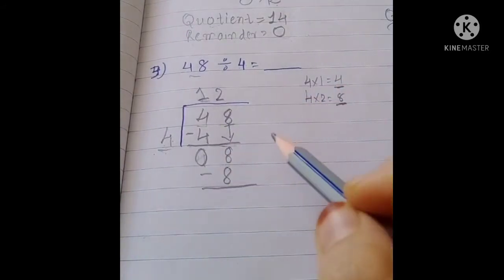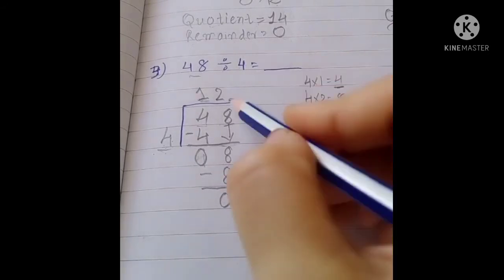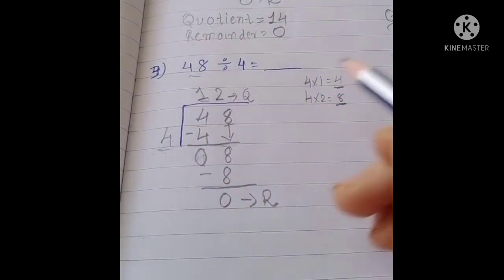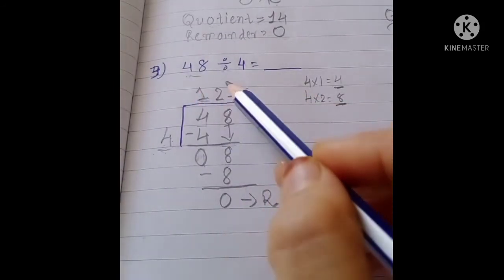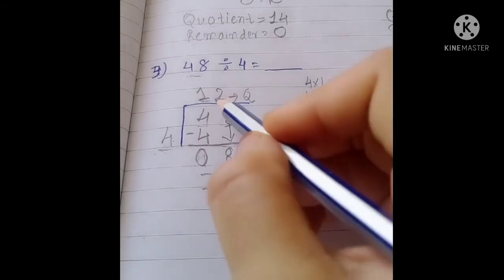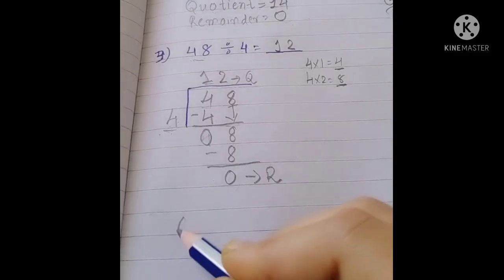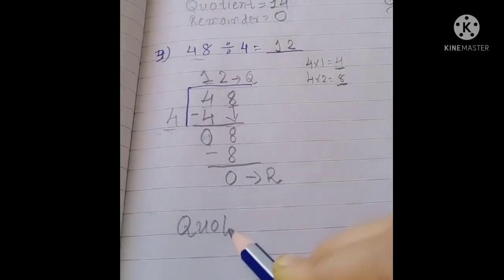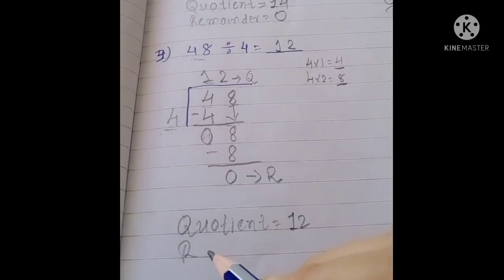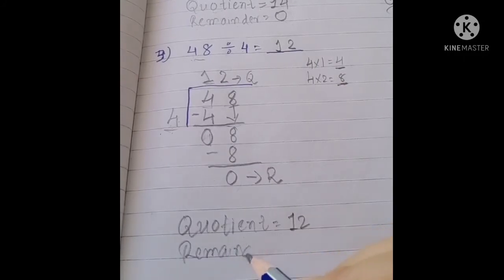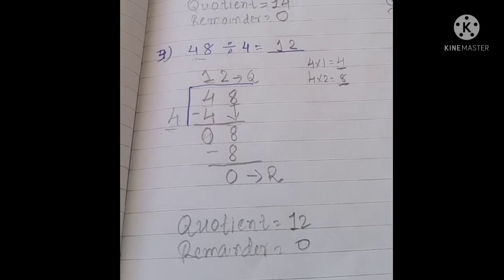Then we have to do the subtraction again. So 8 minus 8, we get answer 0. So this is your remainder, and 12 is our quotient, right? So students, if you are doing 48 divided by 4, always remember this quotient is our answer, not the remainder, right? So your answer is 12. So here you have to write down 12. Then as I told you, after completing the division, you have to mention the quotient, which is 12, and the remainder, which is 0. Understood everyone? Okay, now let's see the next question.